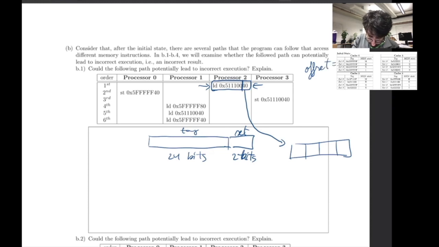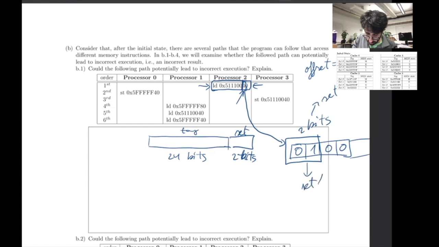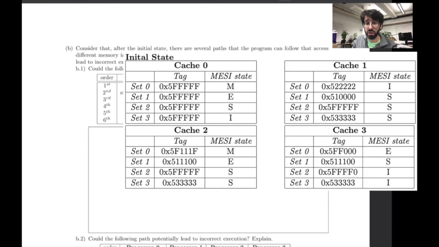So if we see this byte here that contains the tag, we have a 4. This is basically 1, 0, 0, 0, and these first 2 bits are the bits that represent the set. So basically we are in set 1 here. Okay, let's check. So set 1, and we are accessing in processor 2.